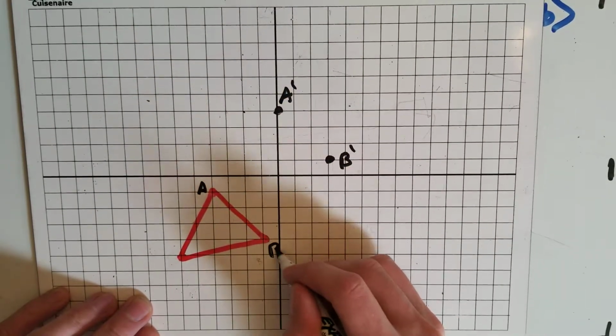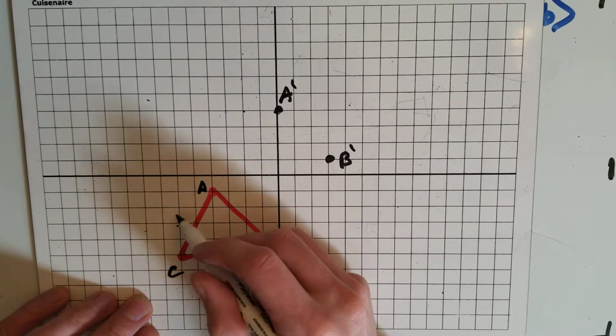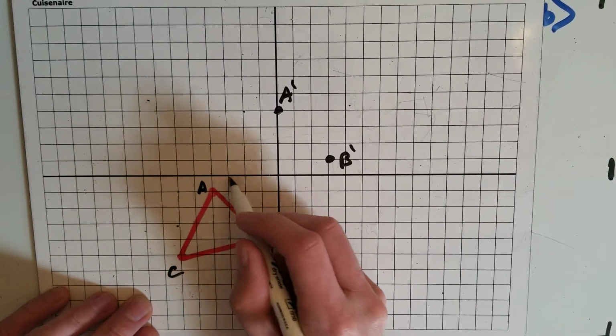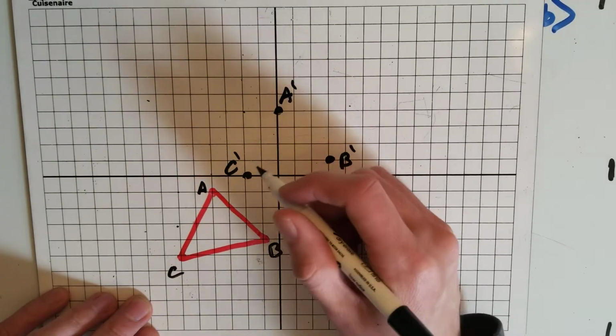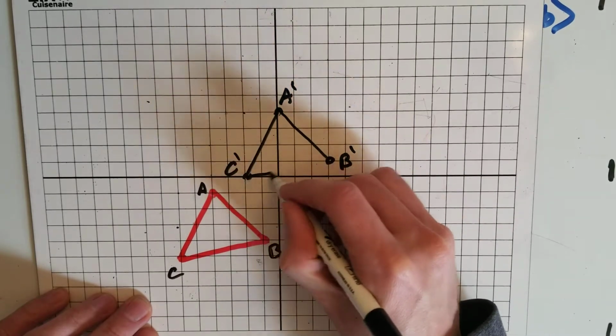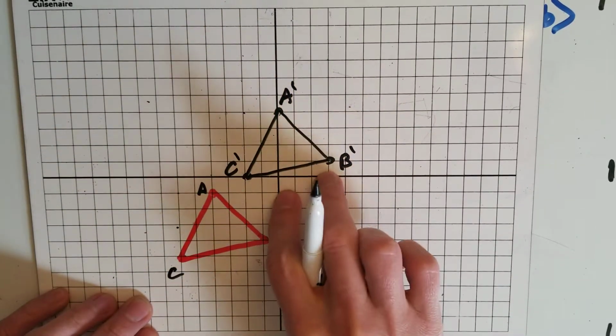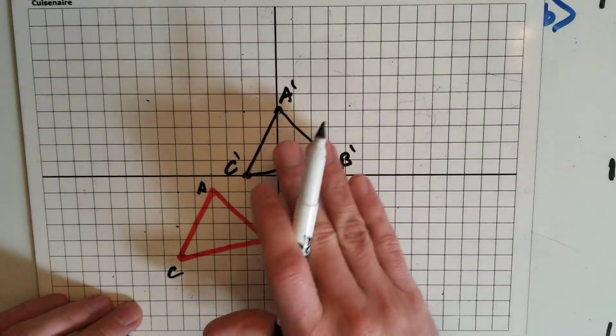We'll call this B and B prime. And then this bottom point here we'll call C, goes up 1, 2, 3, 4, 5, 1, 2, 3, 4 over to the right by 4, that's C prime. And we'll end with a triangle like this. Same exact size, all we did was slide it up. In fact, we slid it up 5 and to the right by 4.